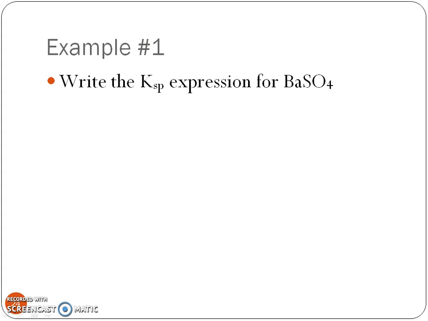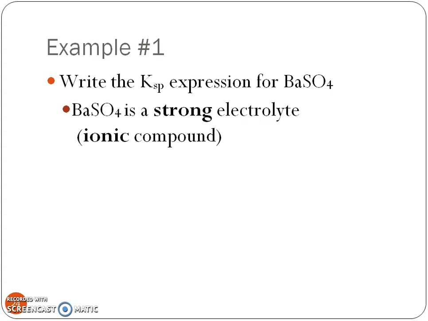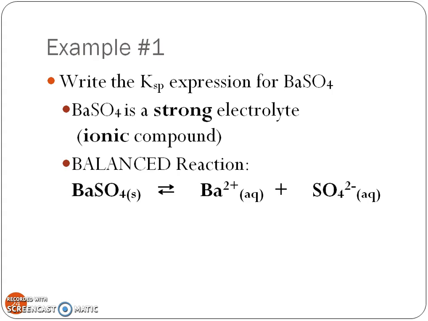Can we just come up with a KSP expression? Just like our normal case, it's going to be products over reactants. However, there's really not going to be any reactant because that's the solid, but we do need a balanced chemical equation. So the first thing to understand is that barium sulfate is a strong electrolyte. It's an ionic compound. It is a salt. It's going to break apart into ions, but we need to make sure that we have a balanced reaction. So here it's a 1-to-1.